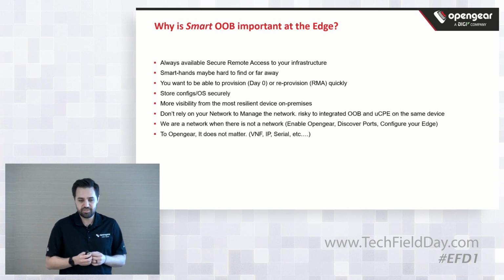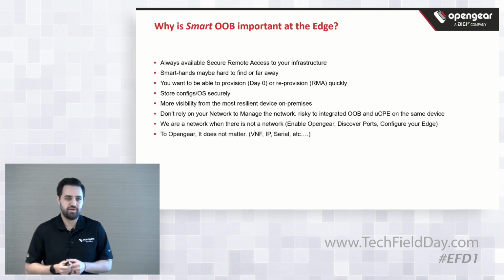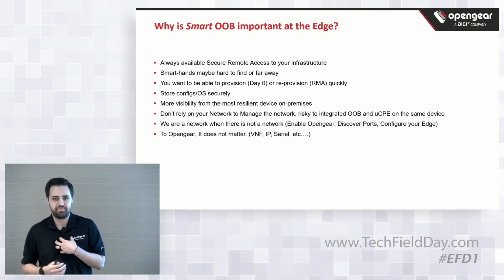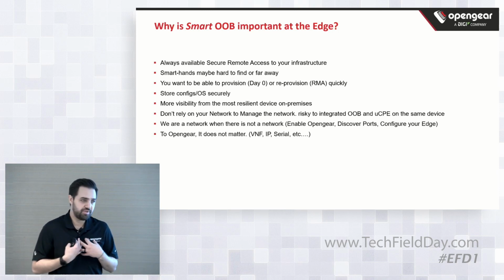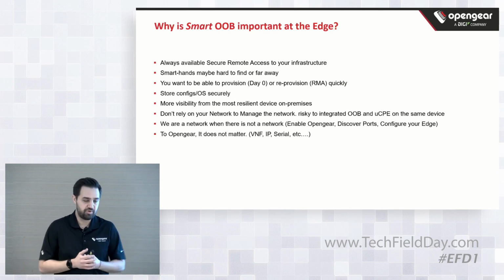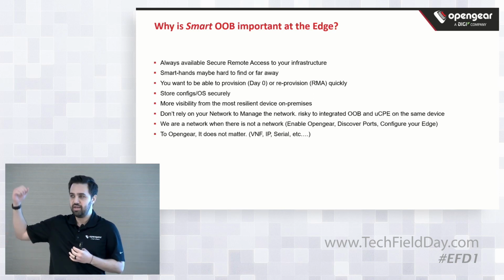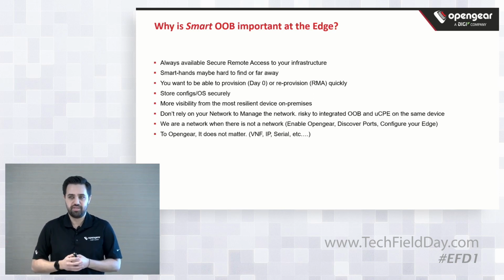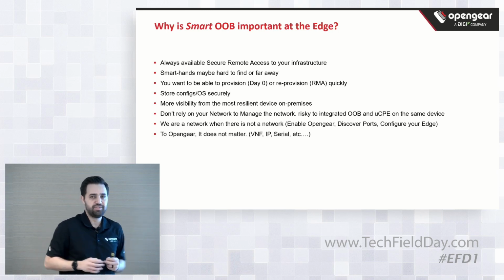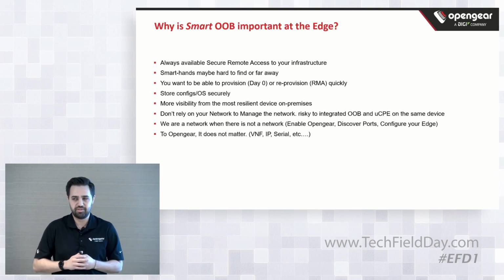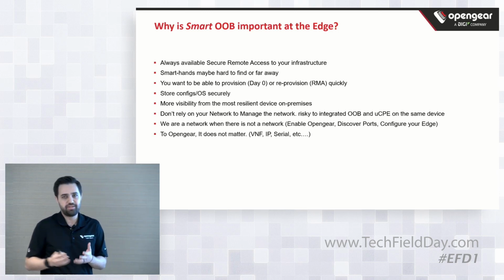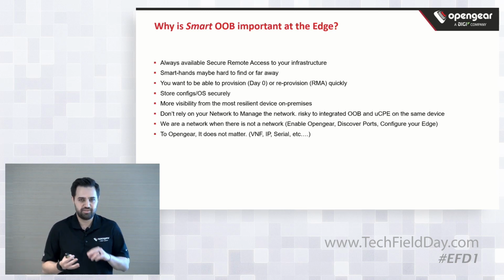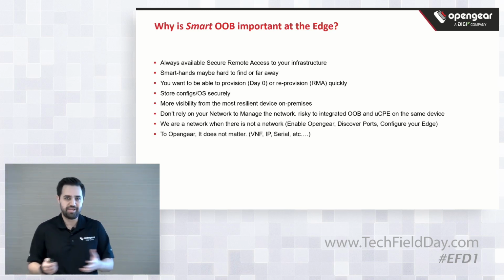And lastly, we're essentially the network when there is no network. And what we mean by that is because we have the cellular functionality, if your broadband connection is not in yet, you're able to actually utilize our cellular connectivity to bring up the rest of your network, whether it's a manual effort of connecting in and configuring your devices, or whether it's an automated effort to essentially have our centralized access portal push down configurations over cellular and bring the rest of your network up. And in reality, to Opengear, it really doesn't matter. It doesn't matter whether it's an edge, it doesn't matter whether it's a core, data center, serial, IP, VNF. We're basically able to provide that connectivity.